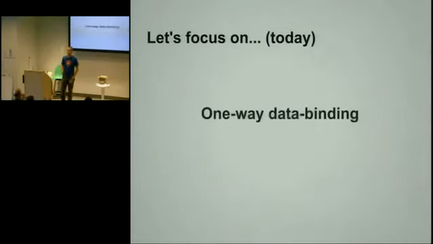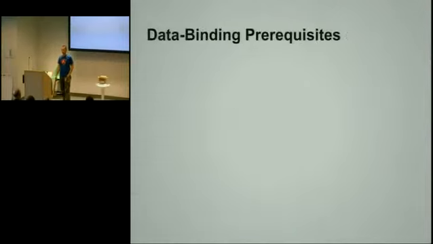So, but let's focus on the one-way data binding because there's enough to cover here. So I'm just going to talk mostly about this. If you want to do two-way data binding, it's really the one-way data binding plus figuring out how to do the conversion in the other way. So it's just something in addition to one-way data binding.